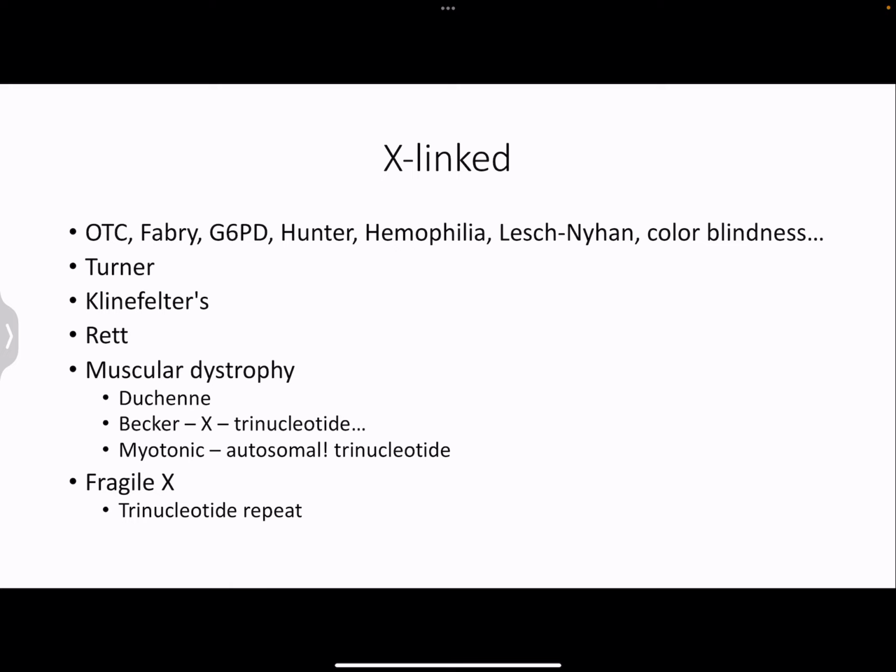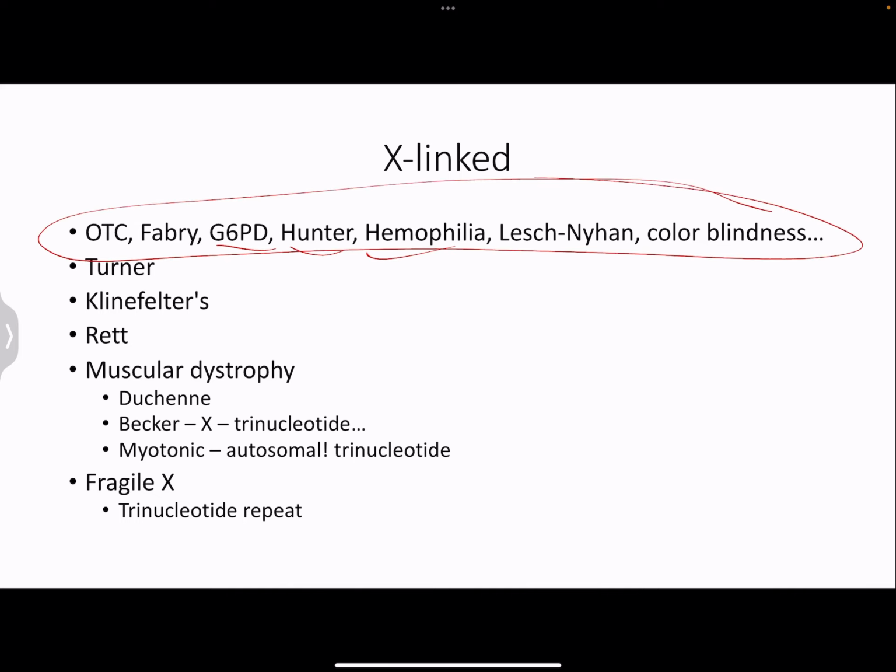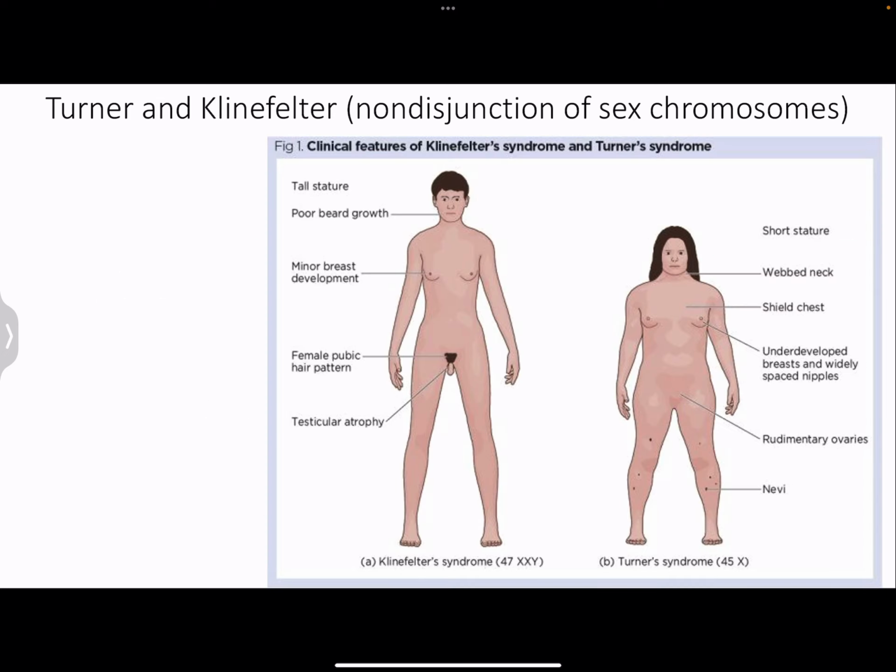Moving on to X-linked disorders: ornithine transcarbamylase deficiency, Fabry, glucose-6-phosphatase deficiency, Hunter. We've already talked a bit about these, so we're going to focus on these over here. Turner's, Klinefelter's, Rett, muscular dystrophies. Note that the last one is not X-linked. I just included it because I thought it was a good idea to bundle all the muscular dystrophies together. And then Fragile X, which is a trinucleotide repeat.